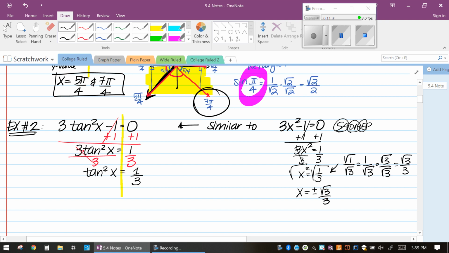Okay, then I get rid of the exponent, so I'm going to square root both sides.